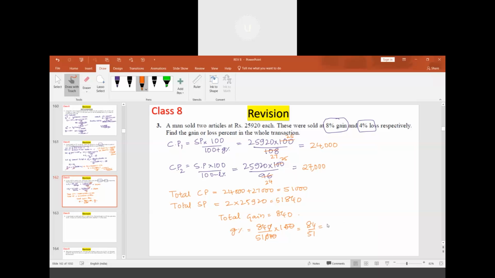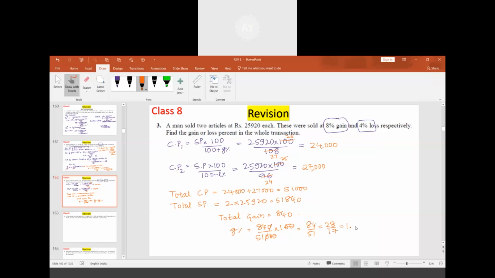No, not 27, it is 28. 84 is divisible by 3, and 51 is also divisible by 3. So it becomes 28 by 17. Further, we cannot do anything with 28 by 17.